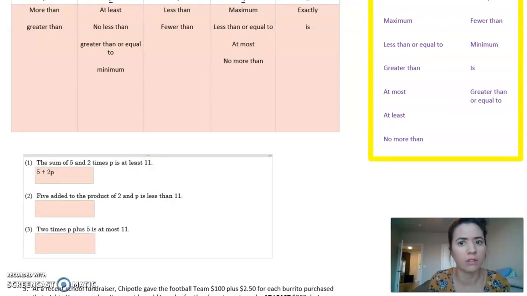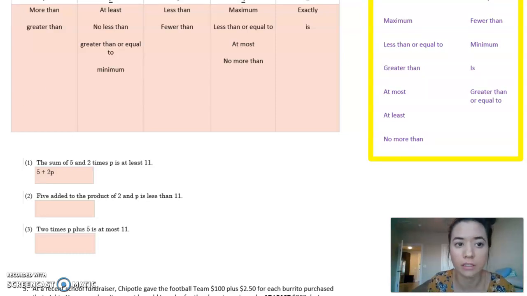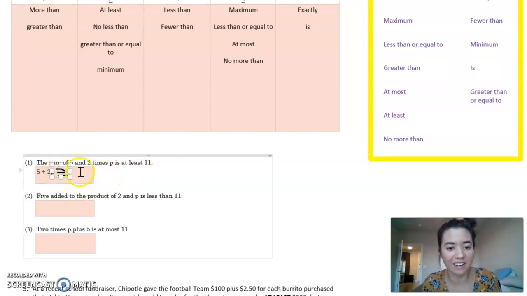Ooh, I don't know if I can insert that. I think I have to draw it. So I'm going to doodle. I'm going to try anyways. Let's see. Ignore my focused face. Okay, so we got our greater than or equal to sign.